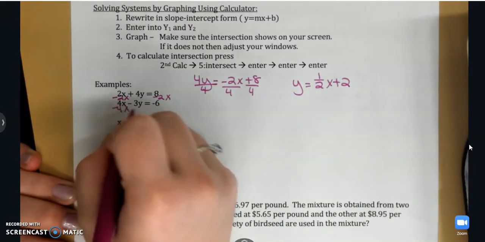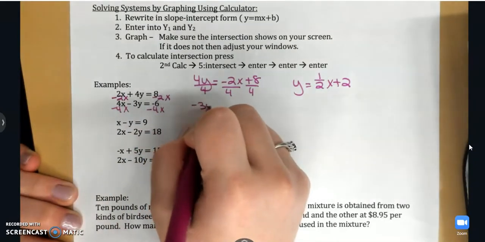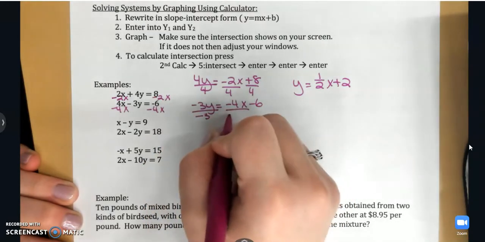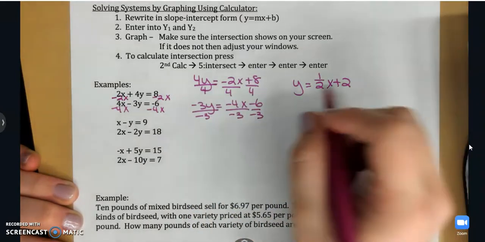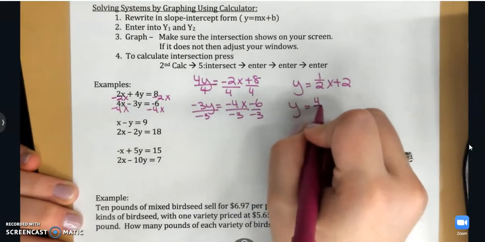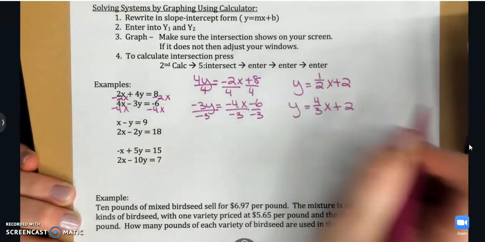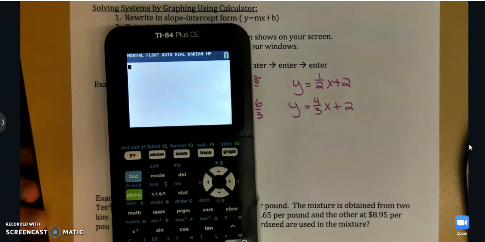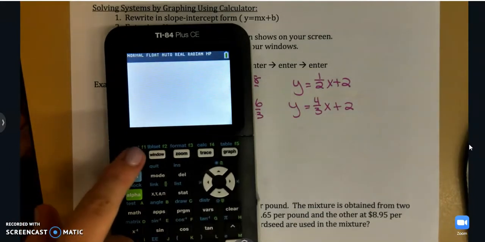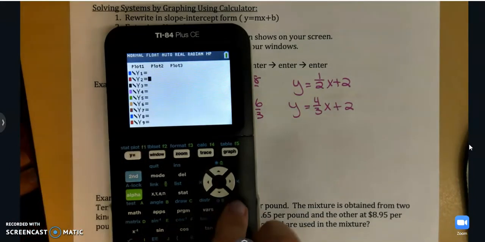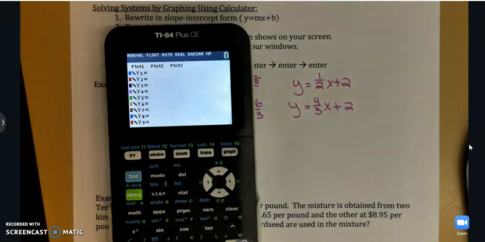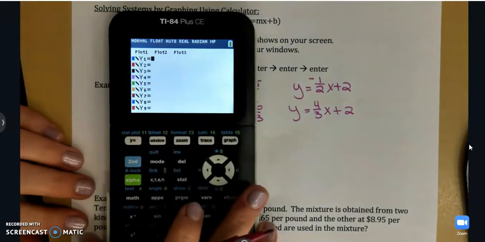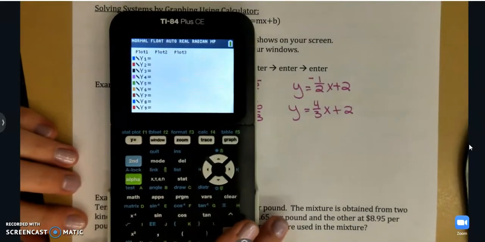And then I need to do the same thing for my second equation. And then divide everything by negative 3. And there are my 2 equations in slope-intercept form. So now on my calculator, I'm going to go to the y equals, which is on the top row, far left. And I'm going to plug in these 2, and I apologize, that should be negative 1/2.